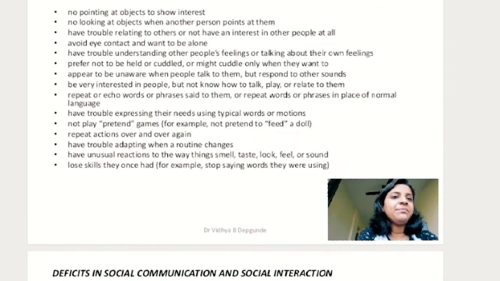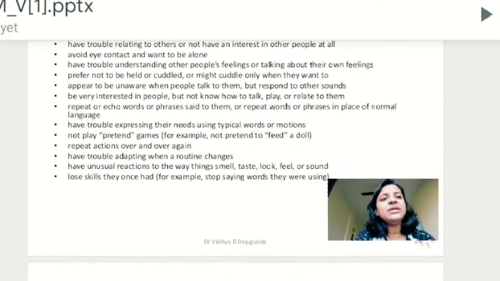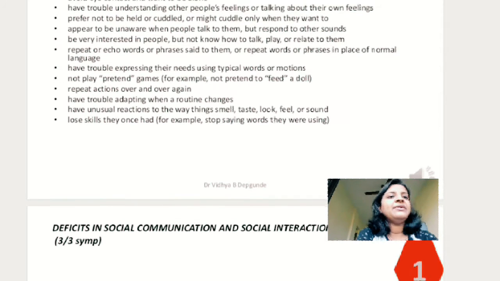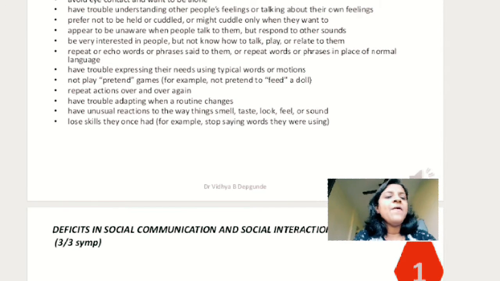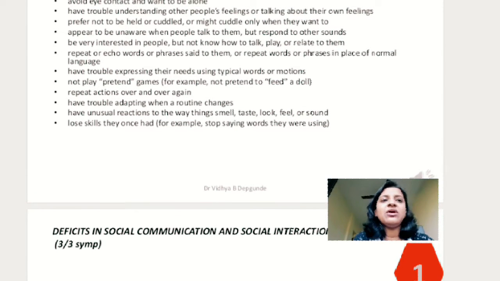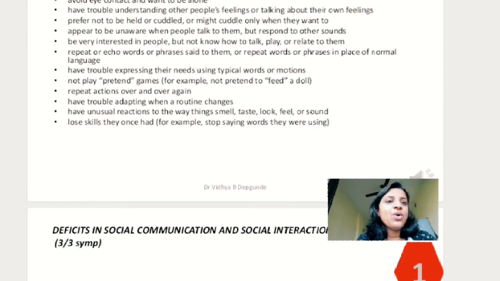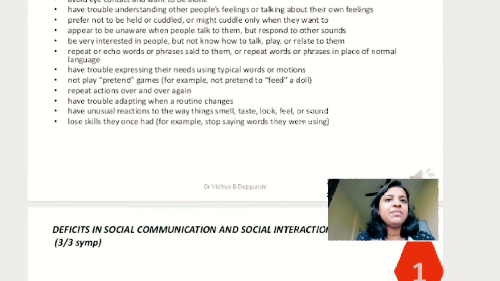They don't involve themselves in pretend play. Pretend play means some children behave as if they are Superman or Spider-Man, but children with autism cannot imagine themselves as somebody else or pretend to be something that the play requires. So they have difficulty in pretend play. They repeat certain actions over and over again, and they have trouble when something changes in their routine.